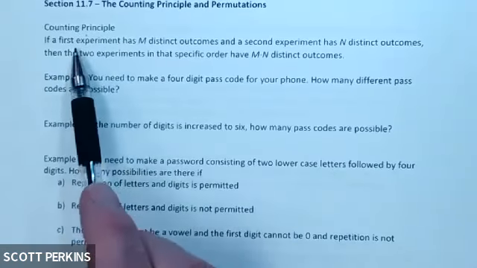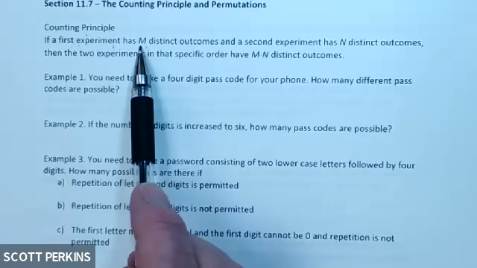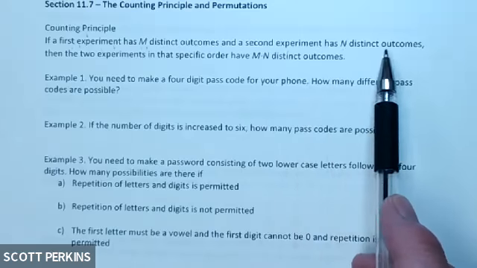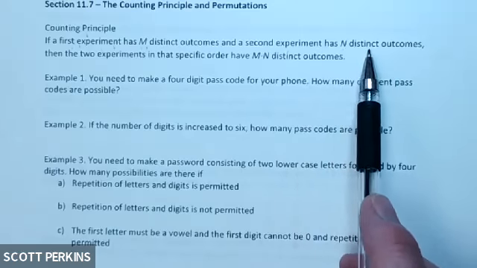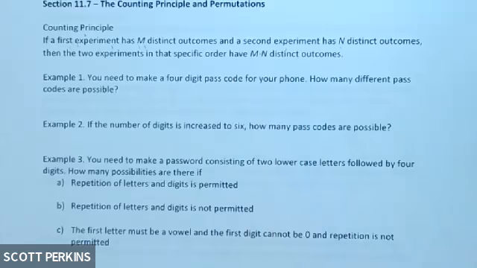If you can do a first experiment and it has M distinct outcomes, so remember M is just a number, and then you do a second experiment and it has N distinct outcomes, again N is just a number, then when you do these two things together, it has M times N distinct outcomes.